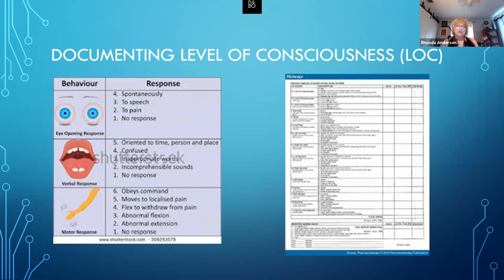And then 2 and 3 are abnormal reflexes. So 3 is abnormal flexion, or what we call decorticate posturing. 2 is abnormal extension, which we call decerebrate posturing, and 1 is no response. So the lowest you can get on this scale is 3, the highest is 15.